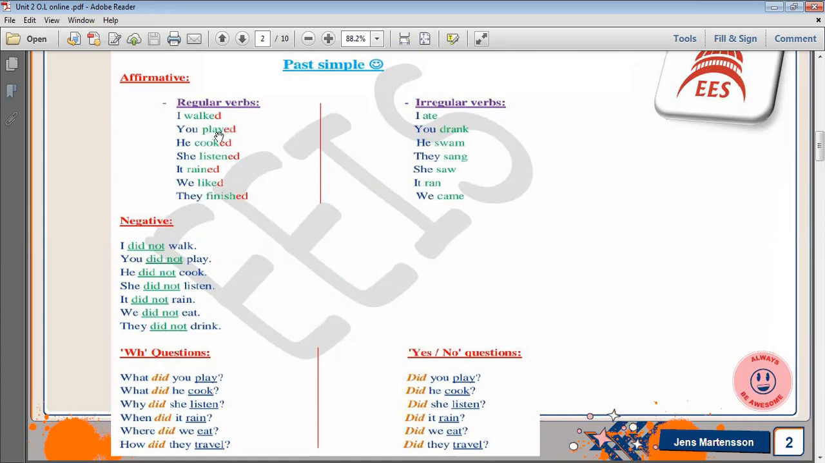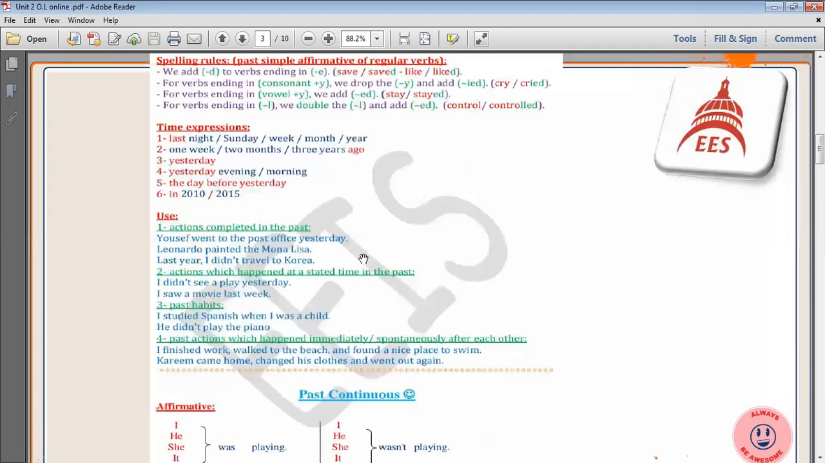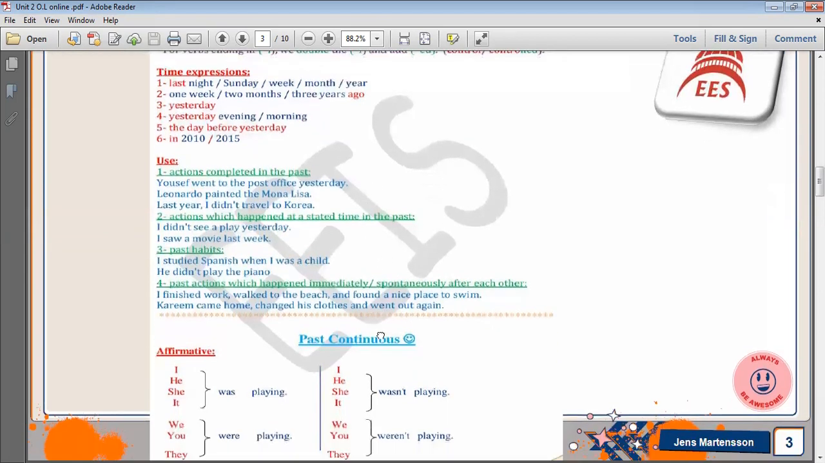And I also can use an irregular verb like I ate a sandwich 2 hours ago. I didn't eat a sandwich. Did you eat a sandwich yesterday? Okay, what did you do? What did you eat? Okay, now I believe that we know how we can make a sentence, how we can use it and when, and we also know the keywords. Now let's move to the past continuous tense.